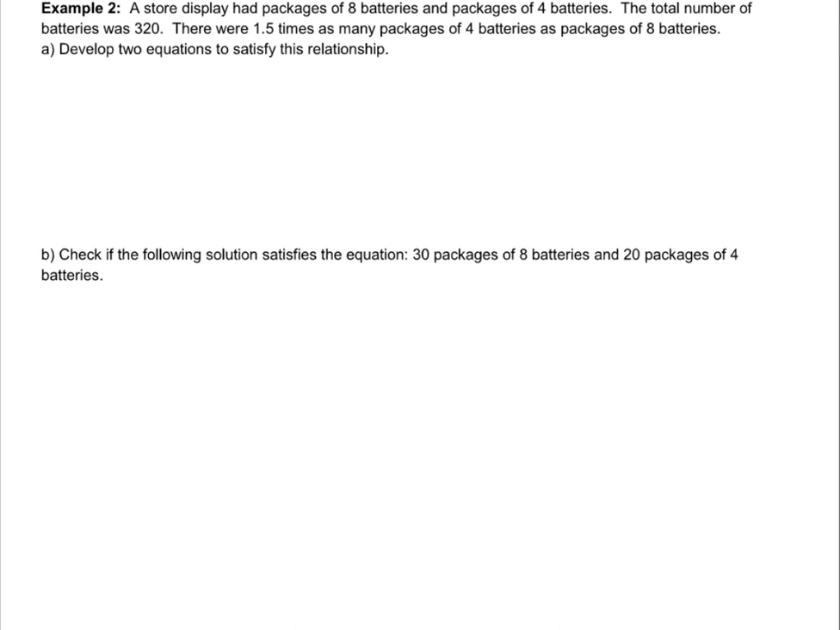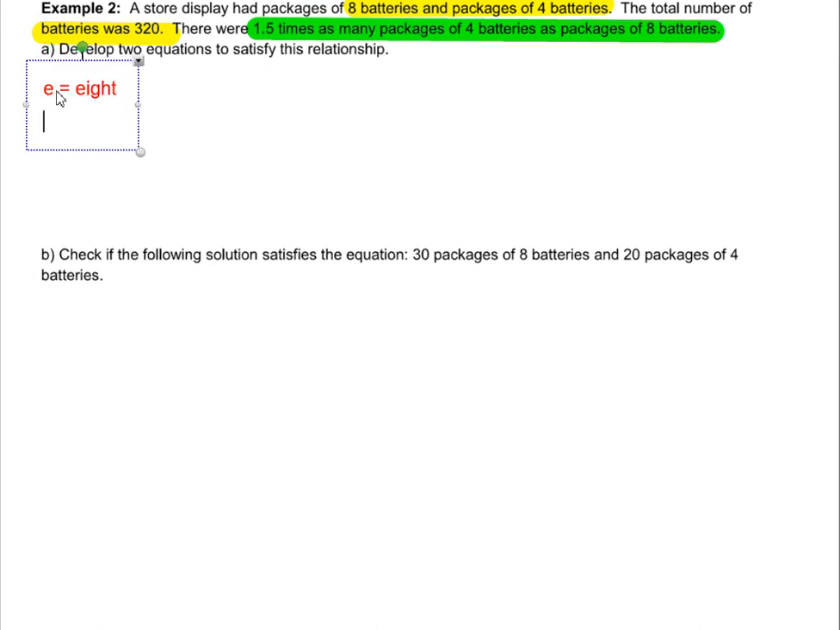So first steps first, let's read through this. They had 8-pack batteries and 4-pack batteries. Total number of batteries was 320. There were 1.5 times as many packages of 4 than 8. So those are the two things we need to know to write our equation. So I'm going to say E is equal to the 8 packages, F is equal to the 4 packs.